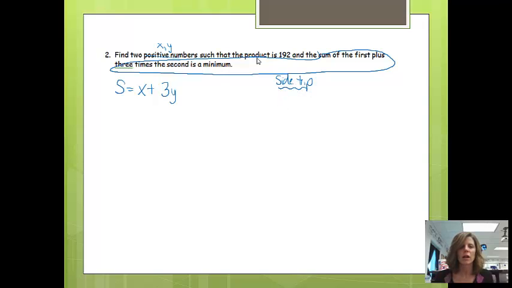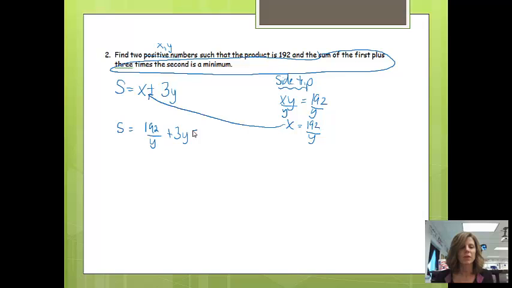So it says the product is 192 again, so we'll do xy equals 192. And then from here, this time I think I'm going to solve for x. And then if I do that, I'll get x equals 192 over y. So then again, before I take the derivative, we can plug that in. So I'm going to get s equals 192 over y plus 3y. And before I take the derivative, let me rewrite this. This will be 192 y to the negative 1 plus 3y. Now I'm ready to find the derivative.